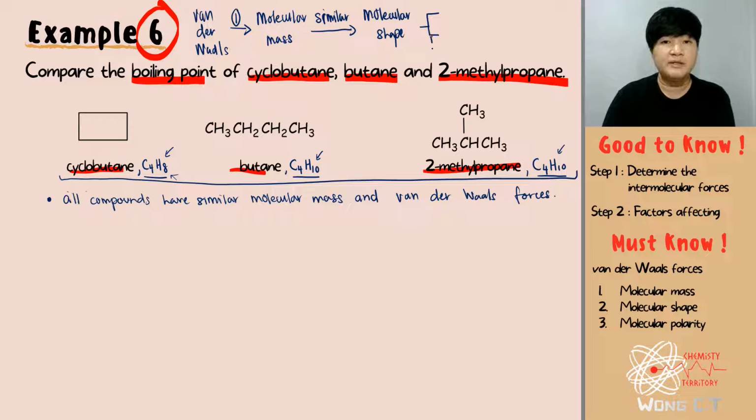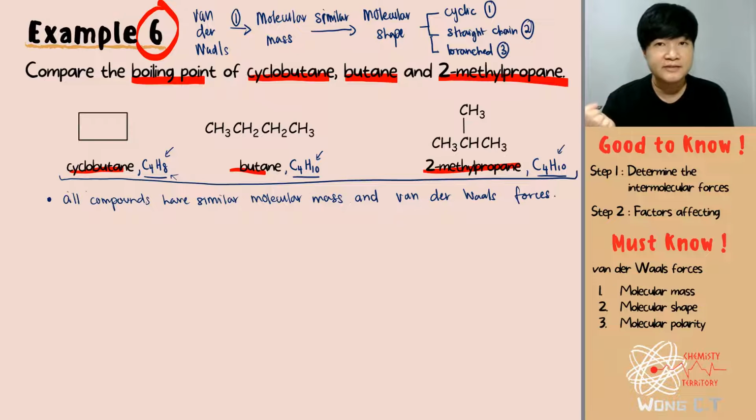So your molecular shape having three conditions. Alright, if you remember the three conditions, they are cyclic, which have the largest contact surface area. Next, you have your straight chain. Your straight chain is the second largest contact surface area. Last but not least is your branch molecule. Your branch molecule having the lowest contact surface area.